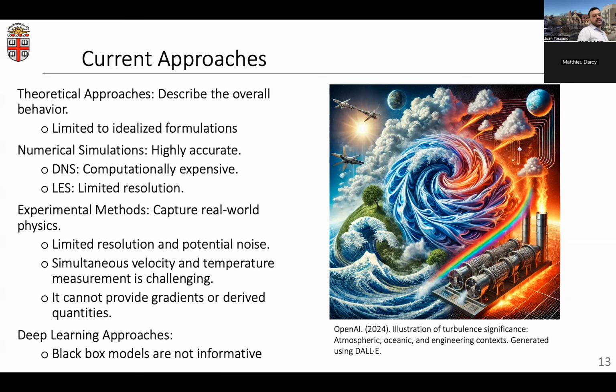But there are several approaches to tackle turbulence. One is theoretical approaches, which describe the overall behavior but are limited to idealized formulations. You have numerical solutions, which are quite accurate, especially DNS, but DNS is extremely expensive. You can have experimental methods. We can capture the real world physics somehow, but they are limited by resolution and potential noise. Also, the simultaneous measurement of velocity and temperature is sometimes challenging and cannot be made. And from there, you cannot derive gradients or other quantities of interest.